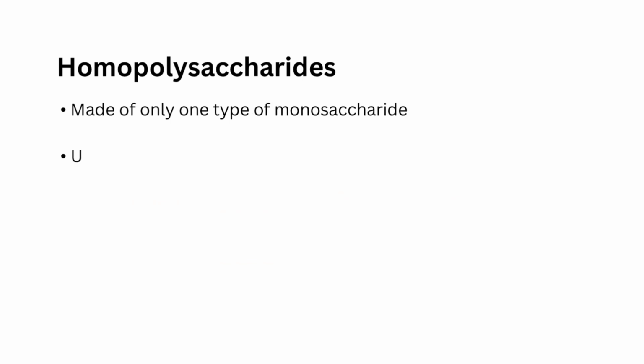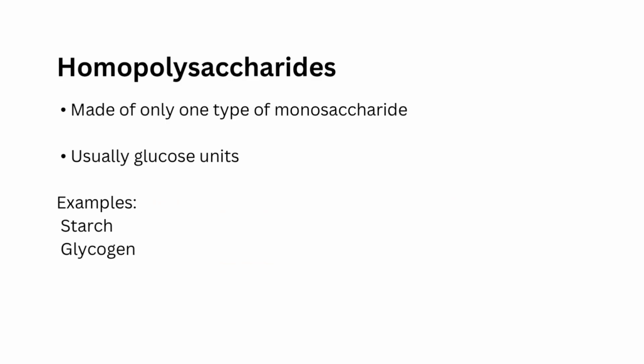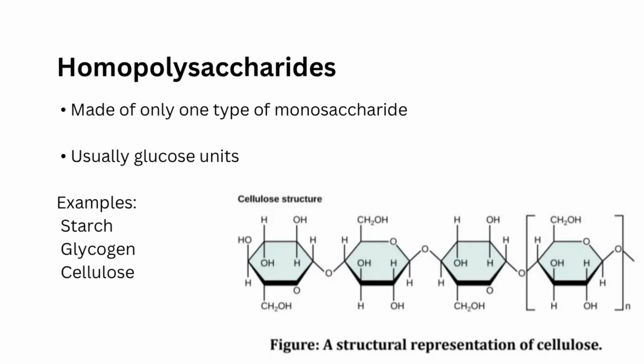Homopolysaccharides are polysaccharides composed of only one type of monosaccharide unit, commonly glucose. Starch is the storage form of carbohydrates in plants, glycogen is the storage form in animals, and cellulose provides structural support to the plant cells. The example given here is cellulose, which is a polymer chain of glucose.